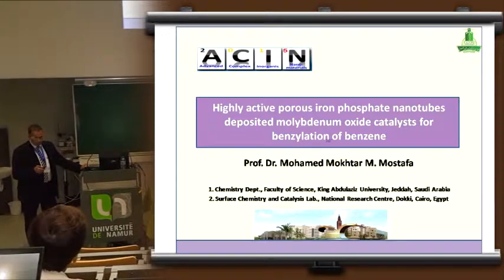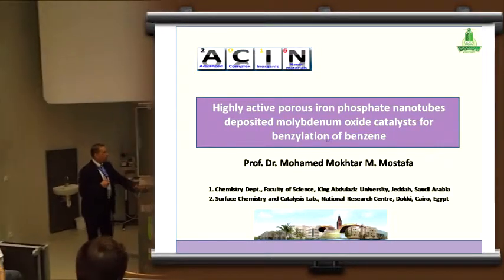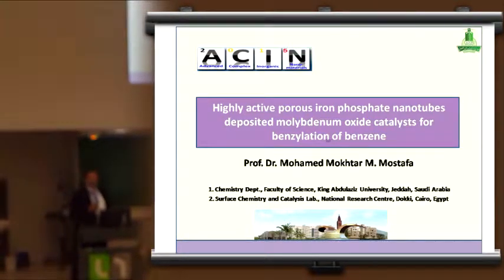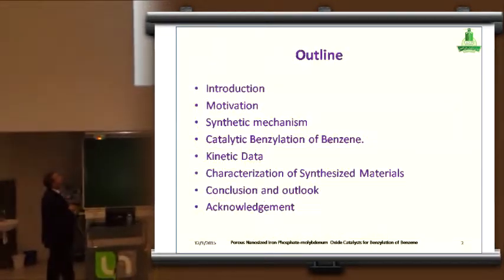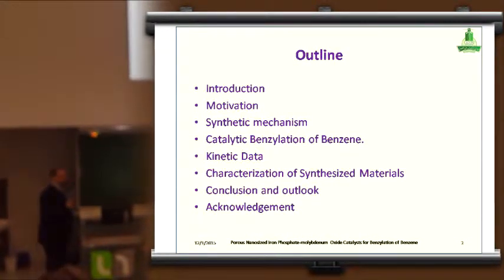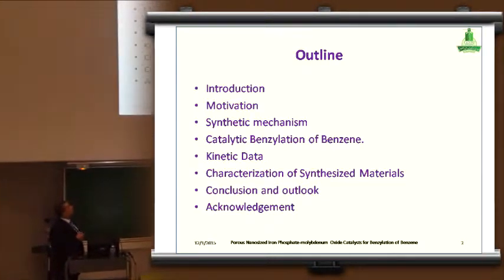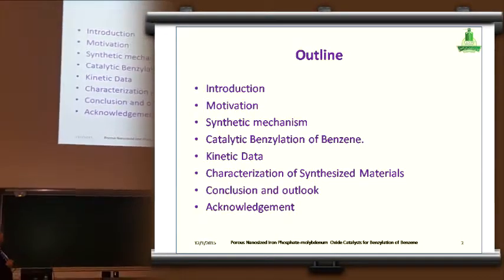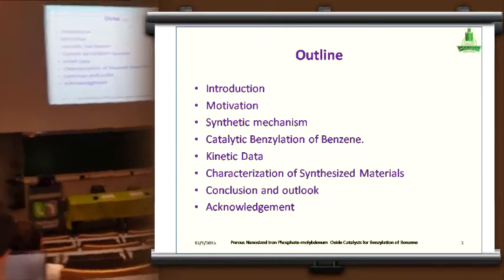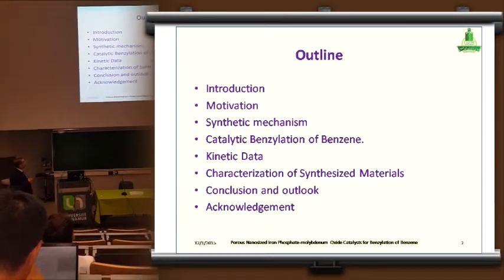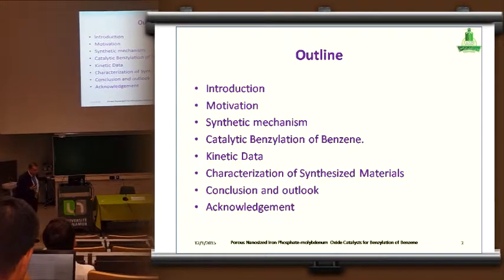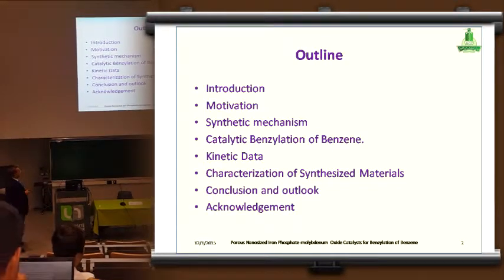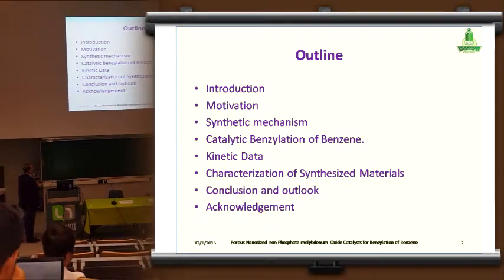The topic of my talk today is highly active porous iron phosphate nanotubes, molybdenum oxide catalyst for the benzylation of benzene. The outline of my talk: I will start with the introduction, then talk about the motivation of the work itself, then go to the synthetic mechanism of the material. After that, we explain the catalytic benzylation of benzene, presenting some kinetic data, and try to understand what exactly happened, so we can follow by the characterization of the materials itself, and then go to the conclusion and outlook.